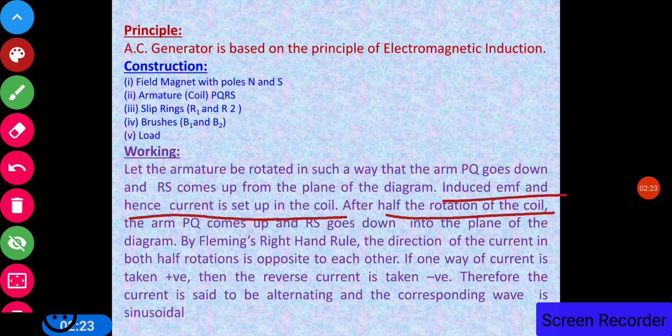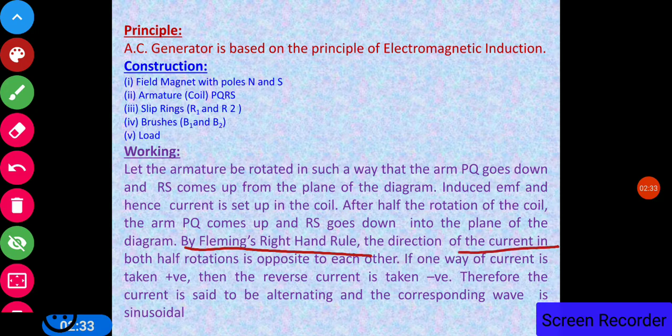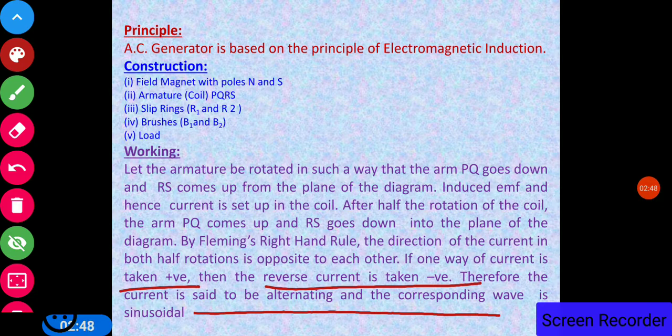After half rotation of the coil, the arm PQ comes down and RS goes up into the plane of the diagram. So by Fleming's right-hand rule, the direction of the current in both half rotations is opposite to each other. If one way of the current is taken to be positive, the reverse current is taken to be negative. Therefore, the current is said to be alternating and the corresponding wave is sinusoidal.